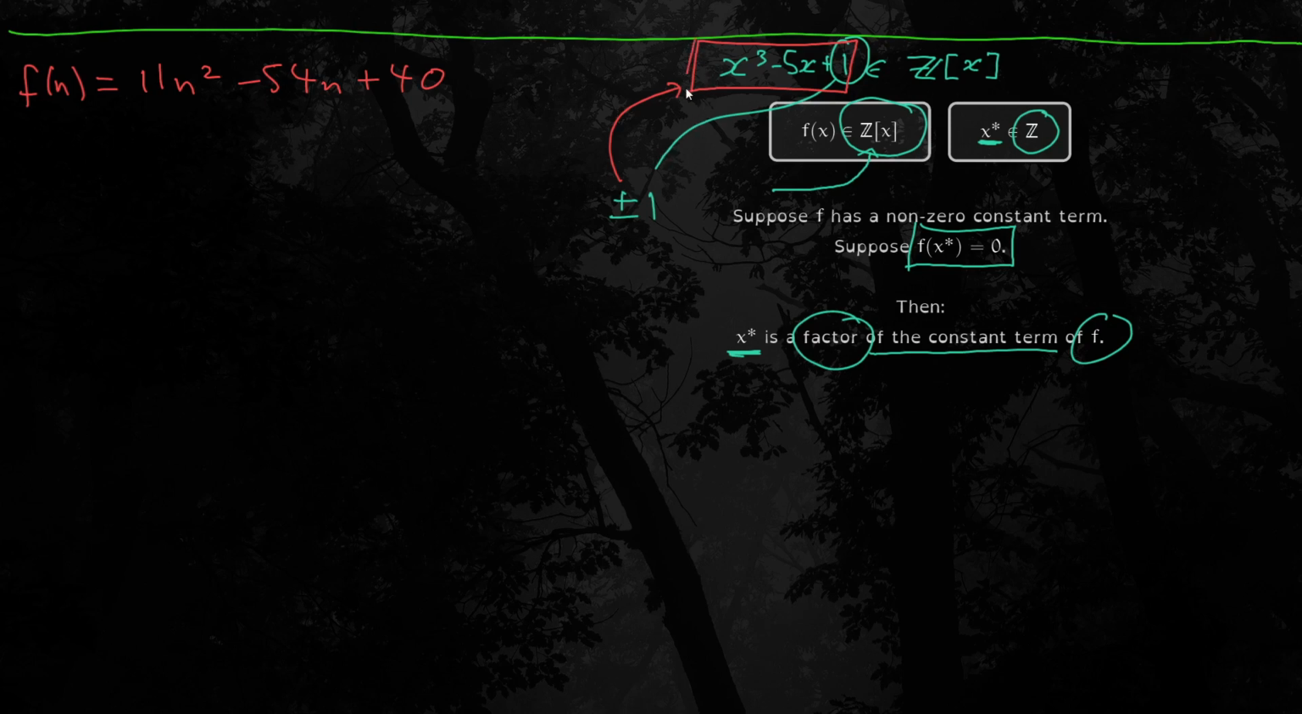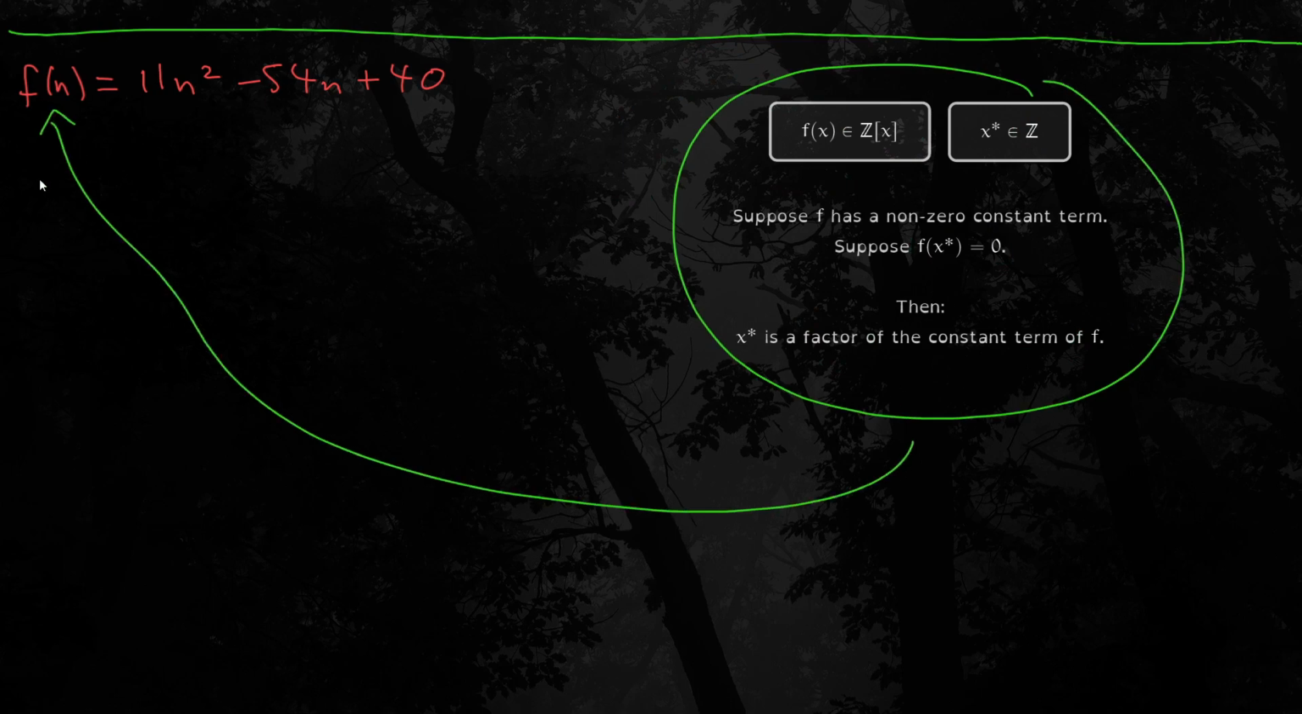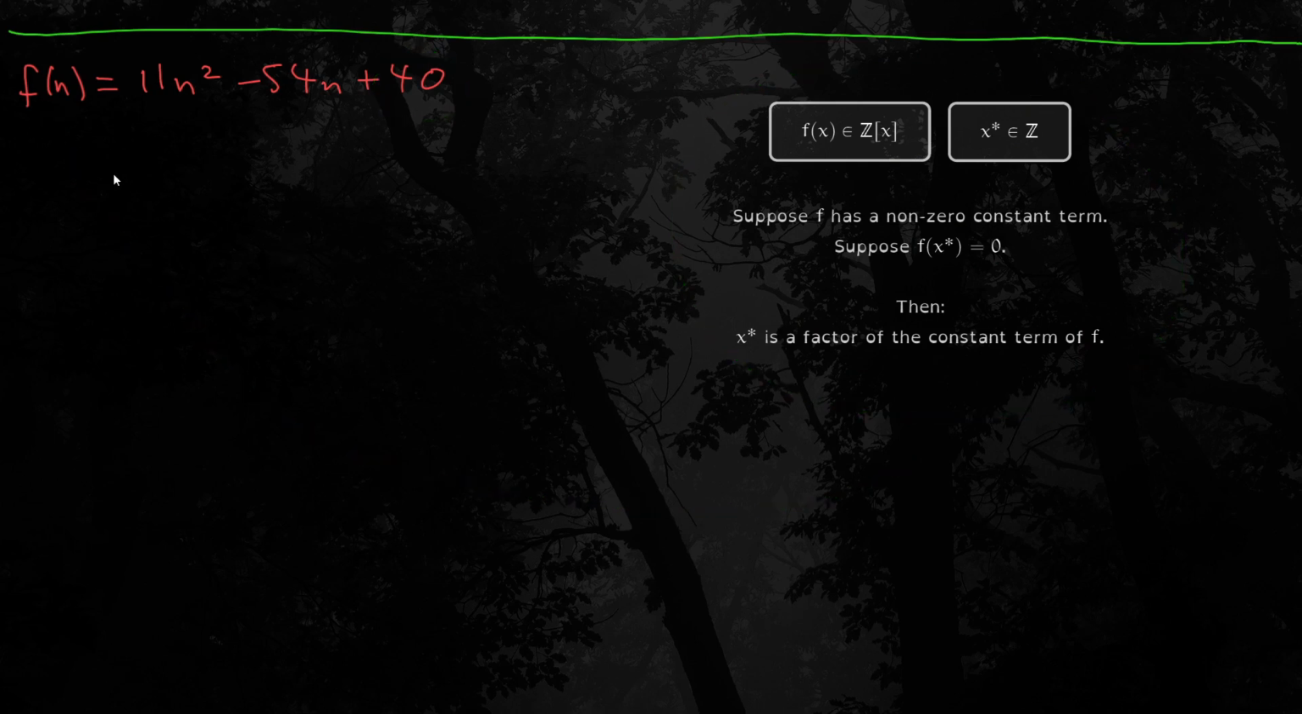And so for this particular polynomial, it's pretty clear that, based on this theorem, there are no integer roots. So let's go ahead and use this theorem on the polynomial that we're interested in. In particular, the constant term is 40, and therefore what we want to do is find the factors of 40, because every integer root of f is going to be a factor of 40.